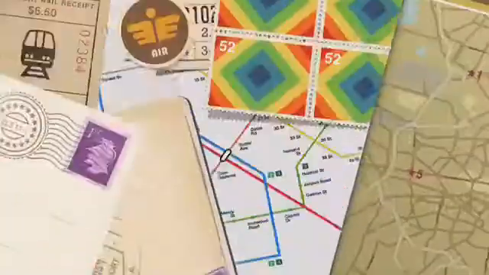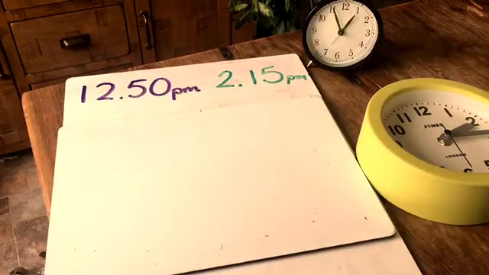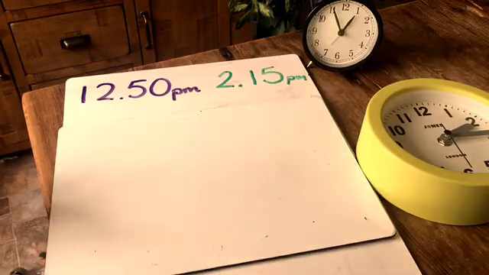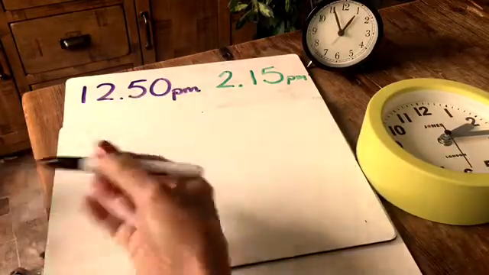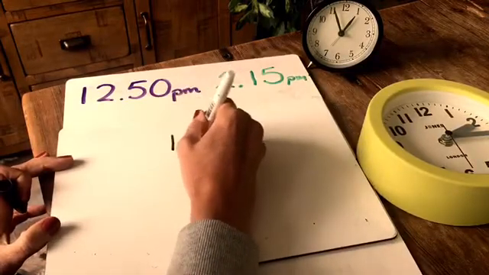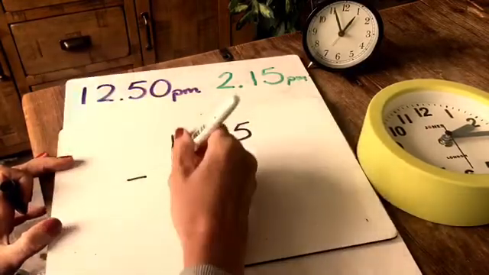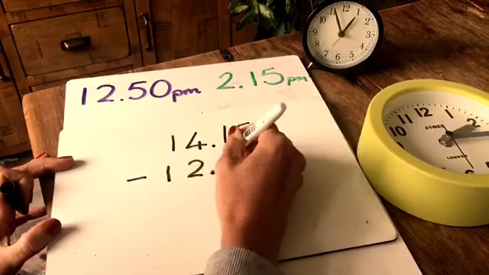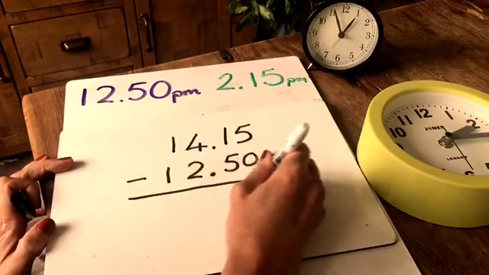Let's start by having a little look at a method that doesn't really work, and let's have a little look at why. When you need to find the difference between two times, lots of children start with the same method that they would use to find the difference between any two numbers, which is subtraction. And so they would start with the larger number, which is actually this one, because 2:15 p.m. is the 14th hour of the day, and 15 minutes. And they would subtract this time, 12 hours and 50 minutes. It's normal to think that this would be the correct method because we're trying to find the difference.